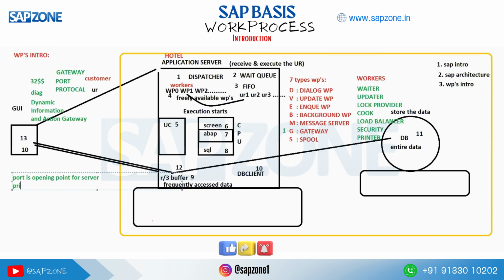Protocol is a set of predefined rules. It means that if you want to enter into my hotel, you should wear formals only. Only traditional wear is allowed.